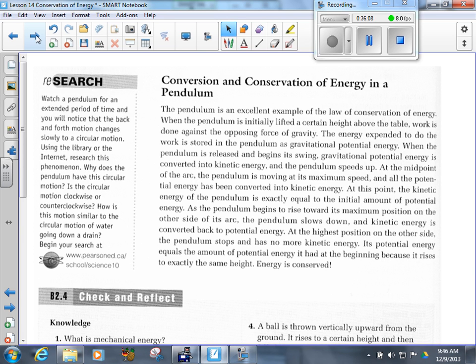Now, obviously that's not the way it works in the real world, because there is friction on the pivot point, there's air resistance and all that kind of stuff. The most common example of the law of conservation of energy that we will go over in this unit probably is the roller coaster. Because it's also a great example of converting one form of energy into another.